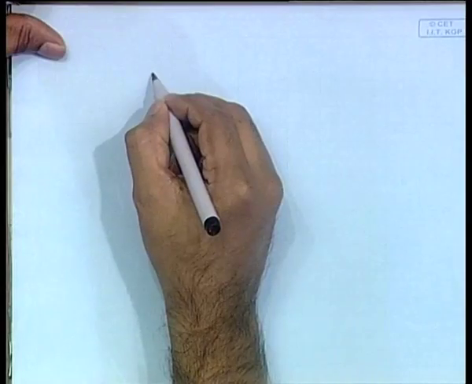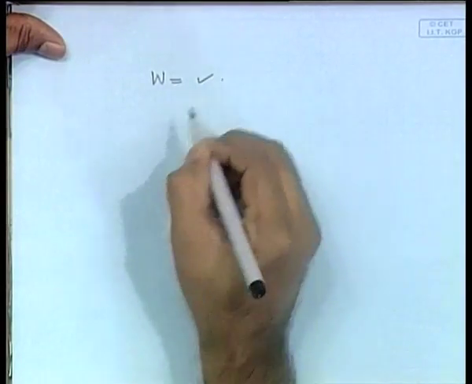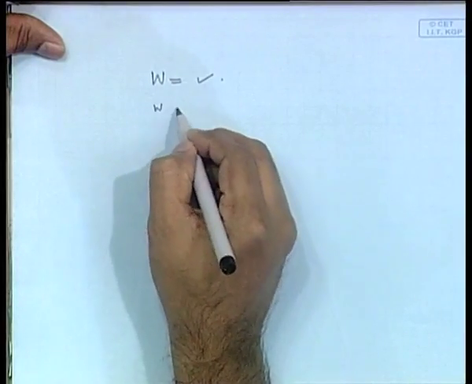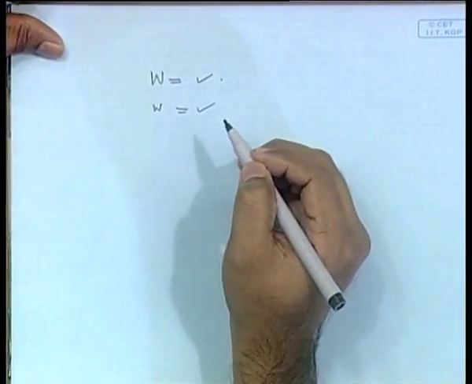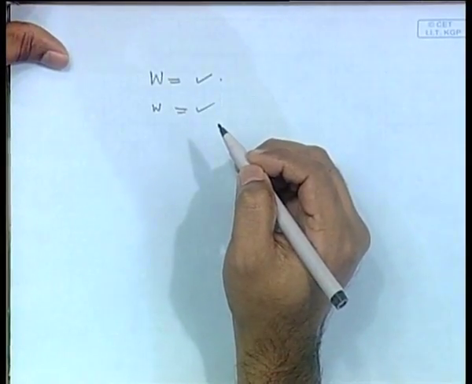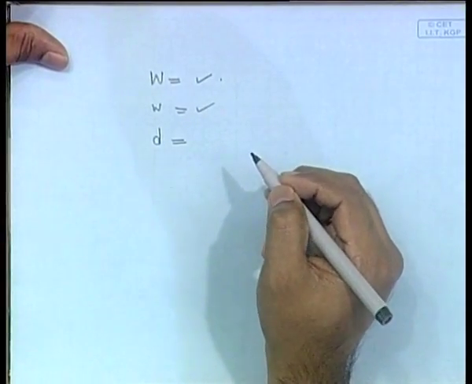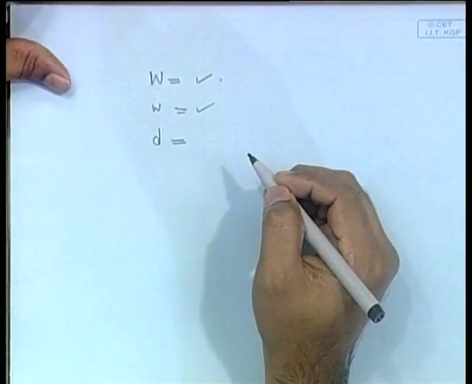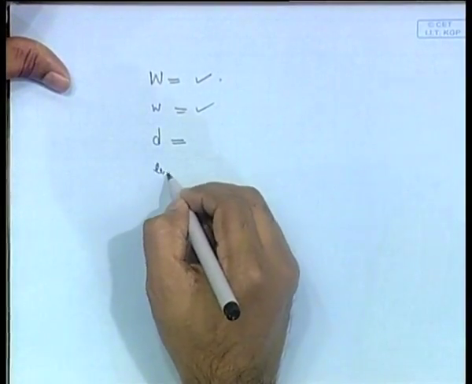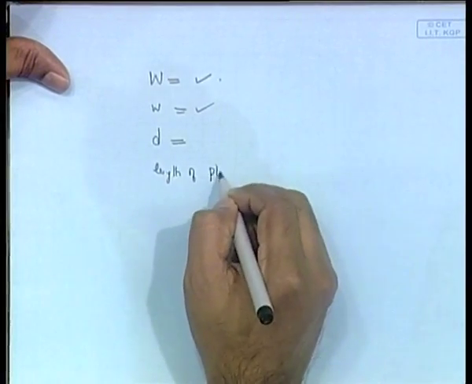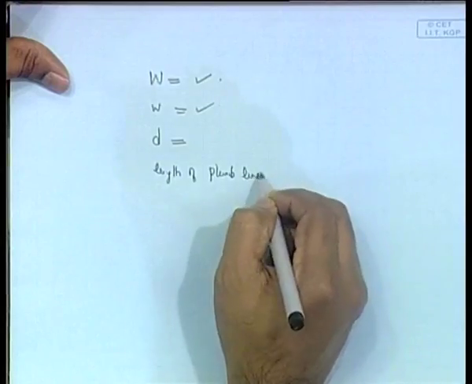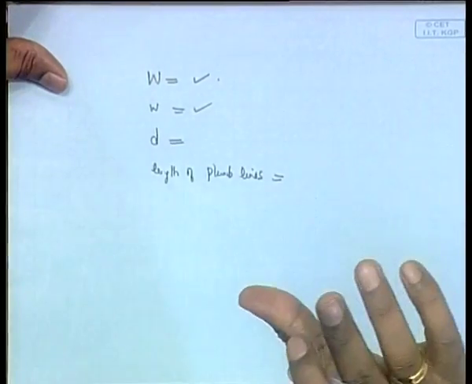Now, you are given the following data. You are given the displacement of the ship, which is capital W, then small w, the mass of the inclining weight, then small d, the distance through which that small mass is translated. Then you are told the length of the plumb lines, which means it is actually the length of the pendulum that is being hung there.